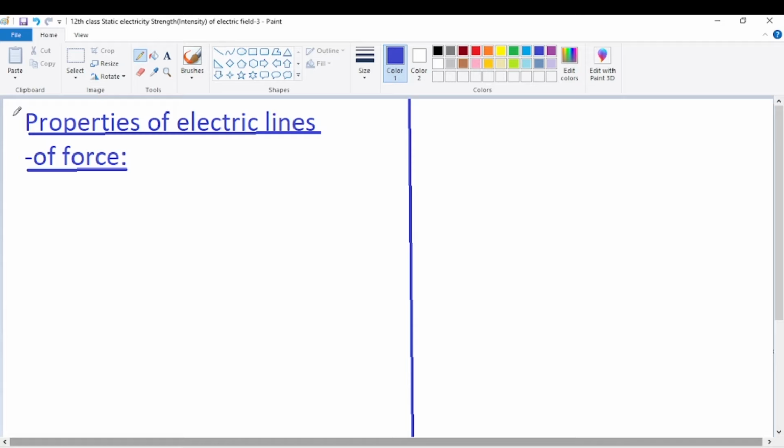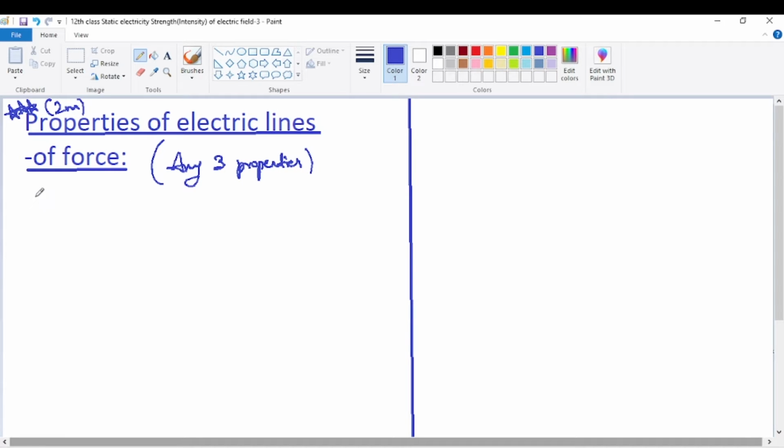So based on the definition of lines of force and how the lines of force are present in the electric field in the three examples, many properties of electric lines of force are actually obtained. These properties are very useful. From the board examination point of view, they carry about 2 to 3 marks, mostly around 2 marks. So any three properties can be written.